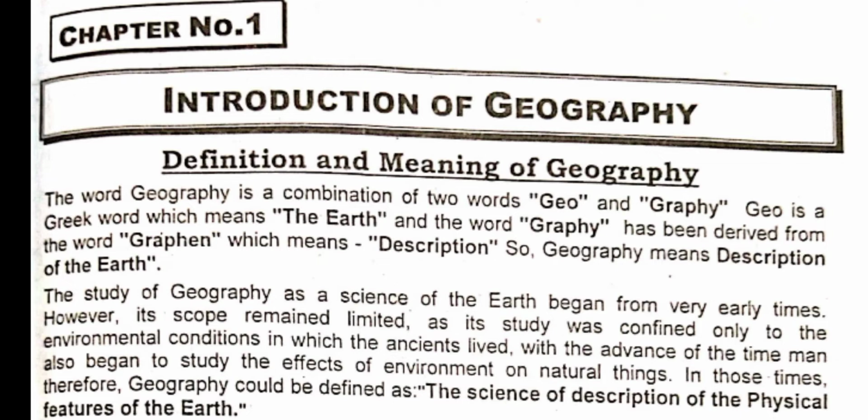The study of geography as a science of the earth began from very early times. However, its scope remained limited, as its study was confined only to the environmental conditions in which the ancients lived. With the advance of time, man also began to study the effects of environment on natural things. In those times, therefore, geography could be defined as the science of description of physical features of the earth.